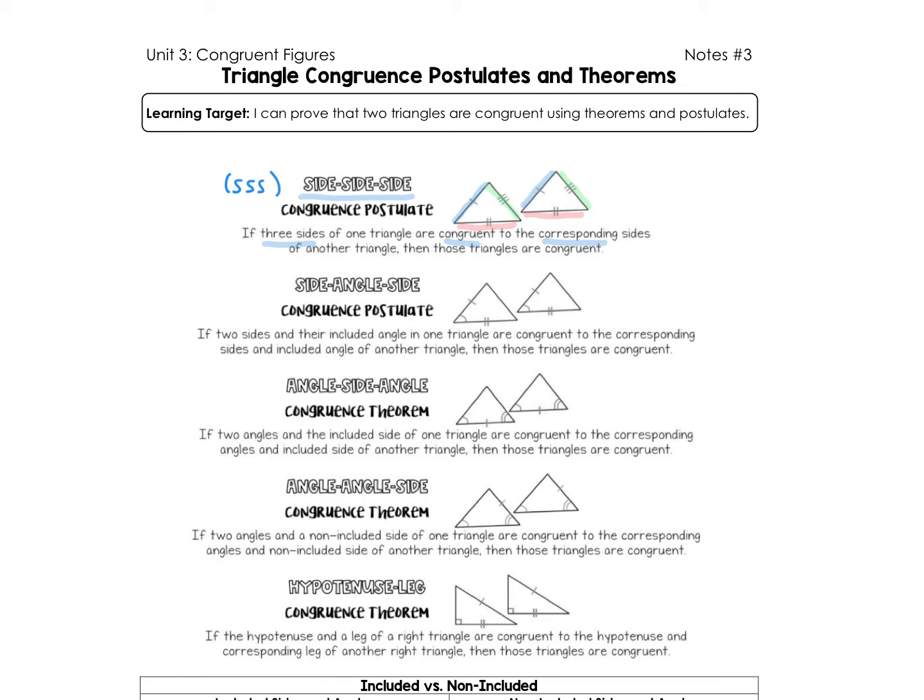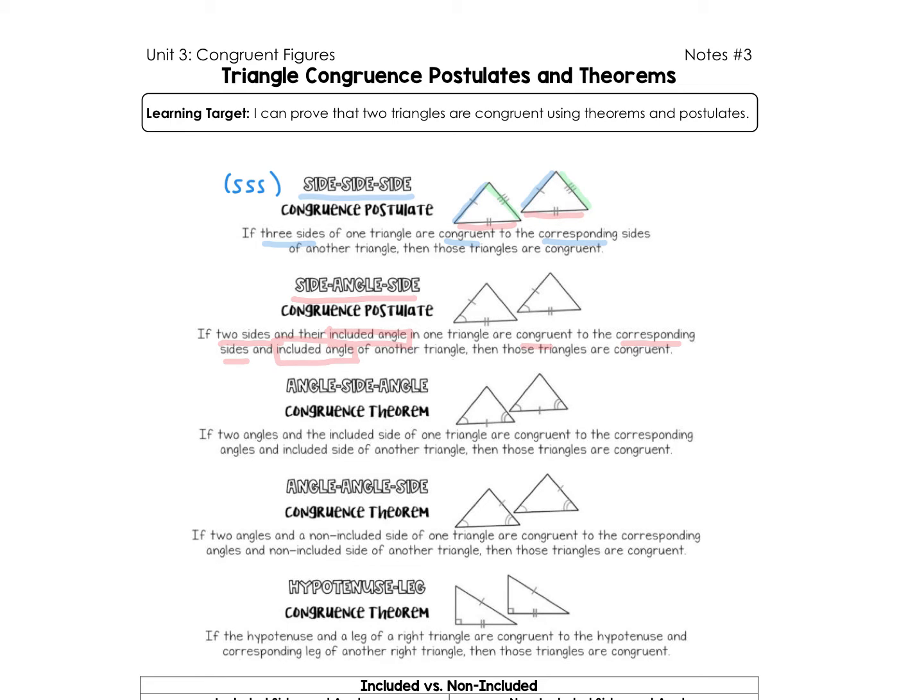Our next postulate is side, angle, side. And this one is very specific, so you have to pay attention to the order of the items that are congruent in your picture. Side, angle, side says if two sides and their included angle, and we'll talk about that in a second, if two sides and their included angle in one triangle are congruent to the corresponding sides and included angle of another triangle, then those triangles are congruent.